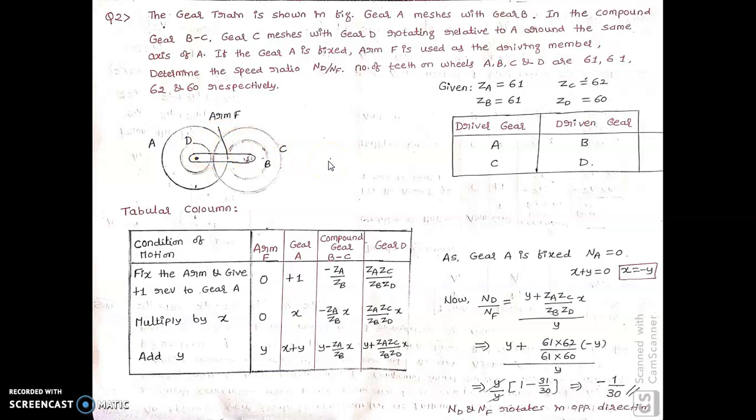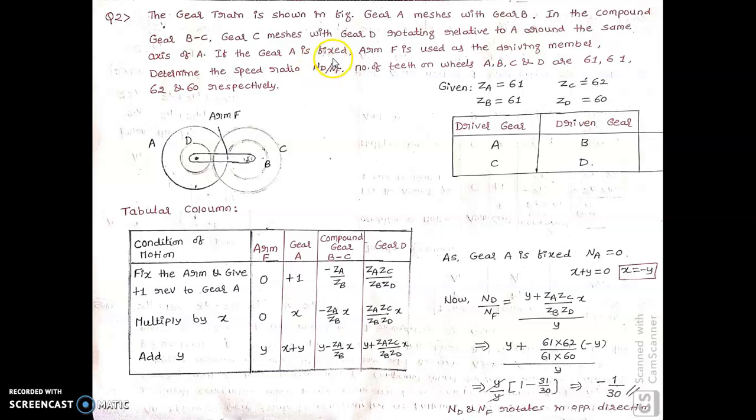So can anyone identify which kind of gear train it is? It is the reverted gear train, which we have seen in the kinds of gear trains. A is connected with B, B is connected with C, and C is in turn connected with D. This kind of gear train is nothing but a reverted gear train. Around the same axis of A, all the gears are having a rotation.